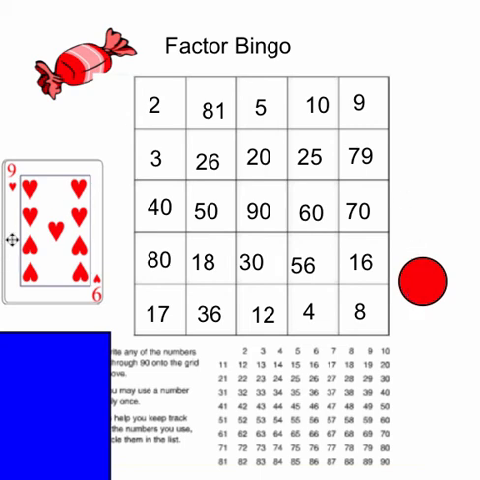I want to look. Is 9 a factor of 2? Nope. Is 9 a factor of 81? Can I take 9 times anything to get up to 81? Ooh, yes I can. That's a square number. I could do 9 times 9 to make 81. So I could put my counter here and cover up 81. Can I do 9 times anything to get 9? Yeah, I could do 9 times 1. So I could put my counter on 9 also. I have 2 choices. I can only pick one. I think I'm going to leave it on 81.